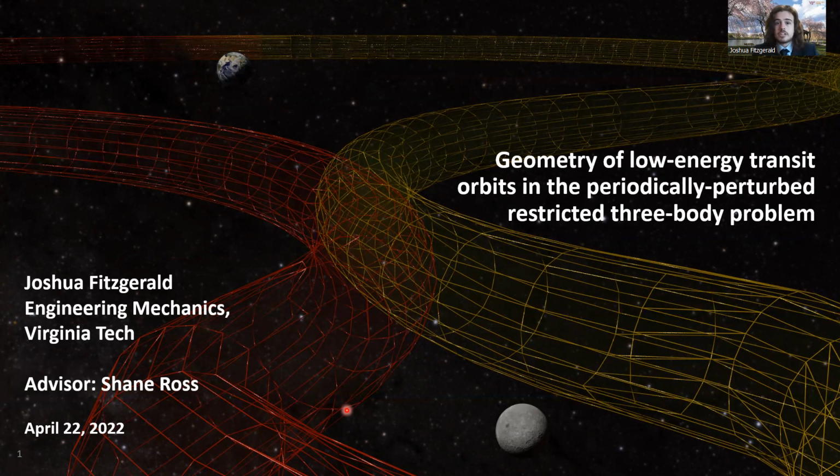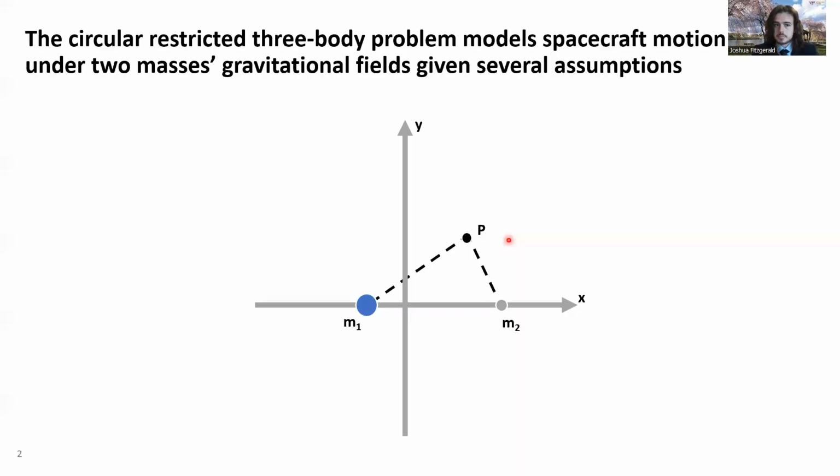I contracted COVID shortly before the presentations, and as a result, I was unable to attend in person. My talk is entitled Geometry of Low Energy Transit Orbits and the Periodically Perturbed Restricted Three-Body Problem. So you might be wondering, what is a periodically perturbed restricted three-body problem?